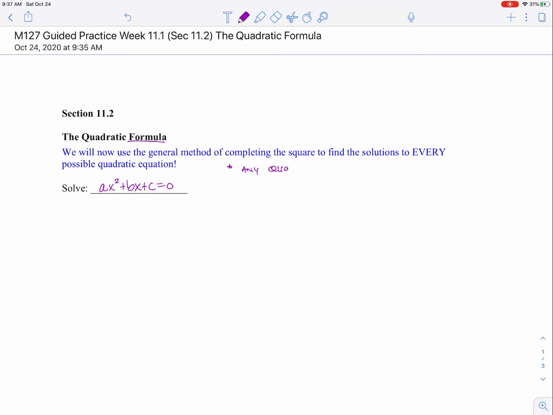any quadratic equation in this standard form can be solved using the following resulting formula.